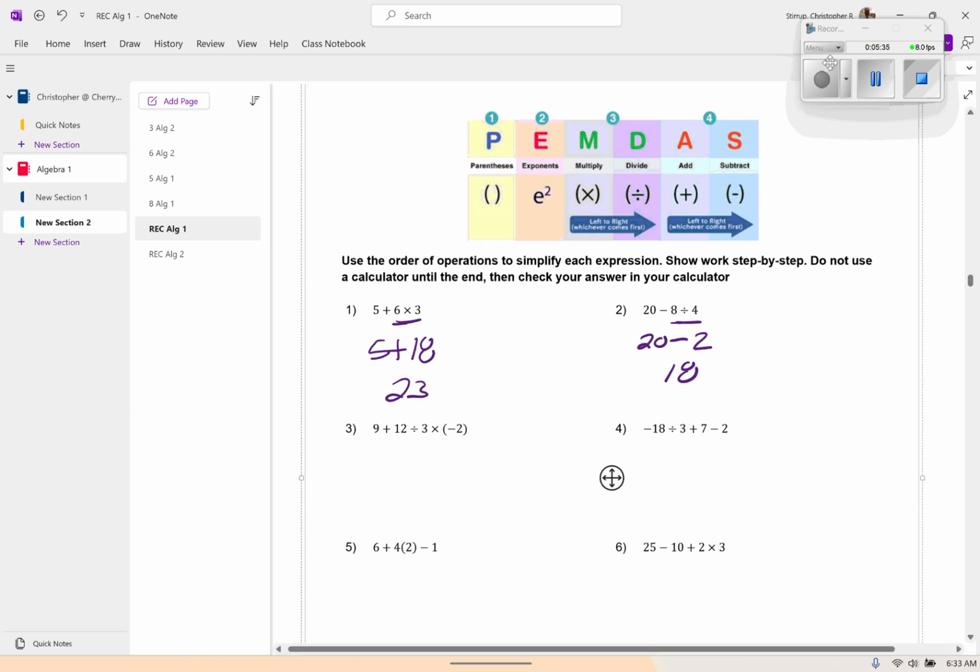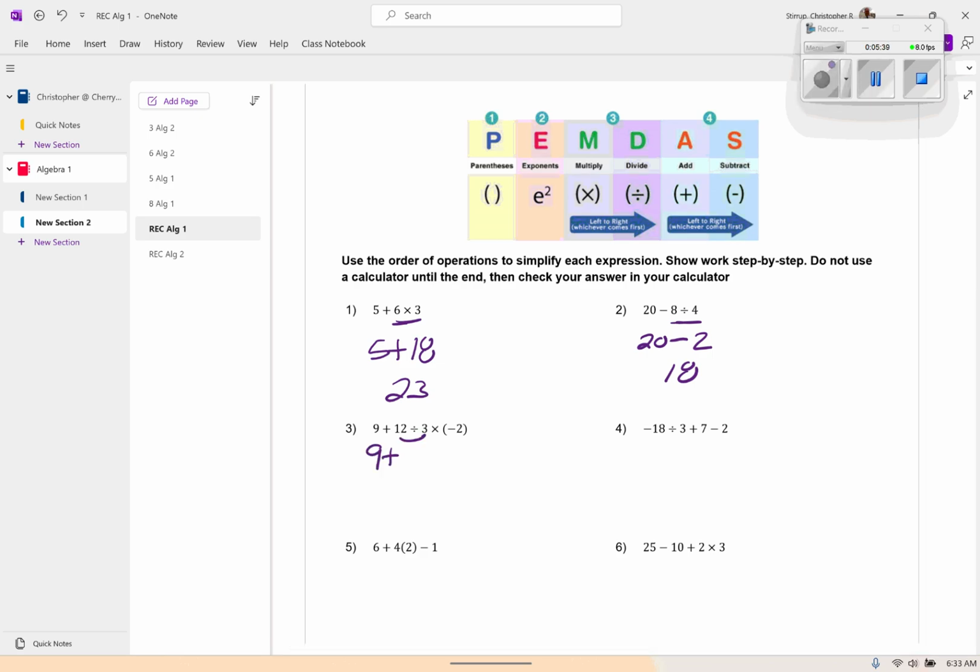For number 3, we're going to ignore the 9 plus for a minute. I'll just bring that down. Let's divide first. So 12 divided by 3 is 4. And then I'm going to multiply by negative 2. So 4 times negative 2, we got to take care of that, is going to give me negative 8. So 9 minus 8 is 1.